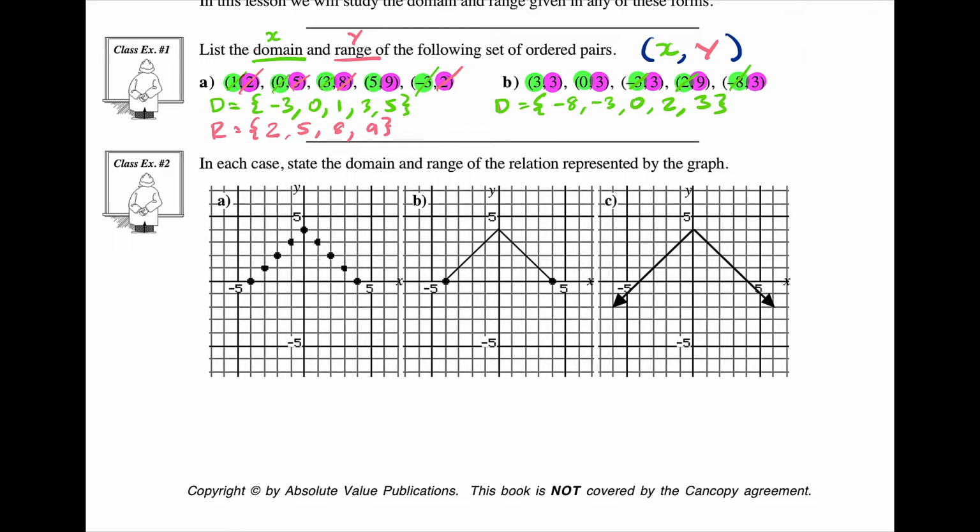Okay, and for the range, it's going to be all the values that are going to be here. Looks like I've only got 3 and 9. So there's a 3 and a 9. You don't write down 3 four times.